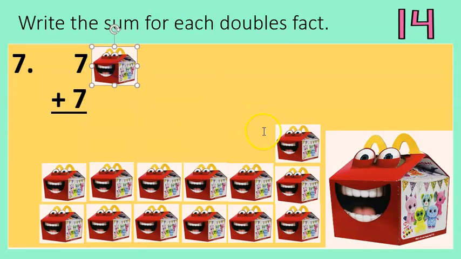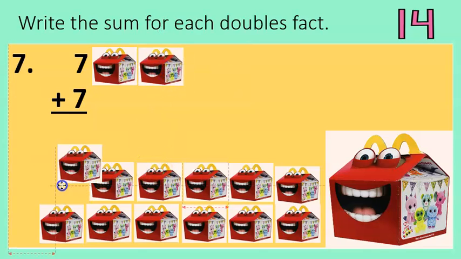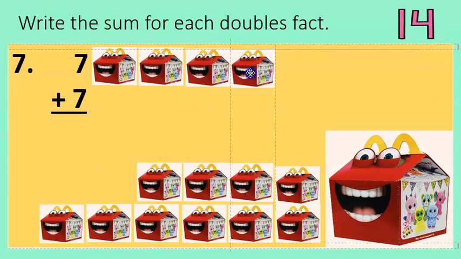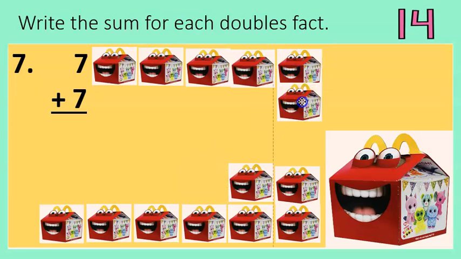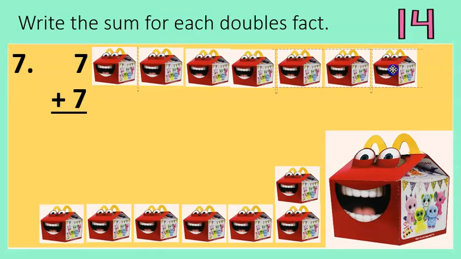Count with me. 1, 2, 3, 4, 5, 6, 7. Now there you go, boys and girls. We have 7 Happy Meals at the top because there's a 7 there. Now we need 7 more Happy Meals at the bottom.